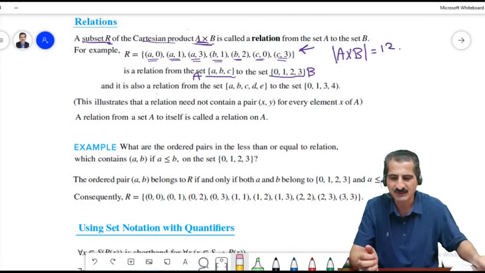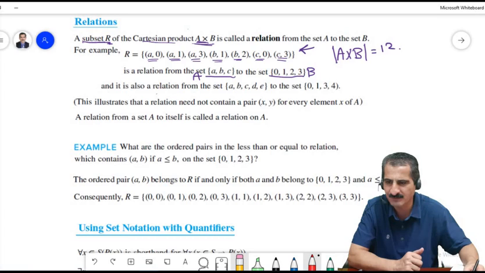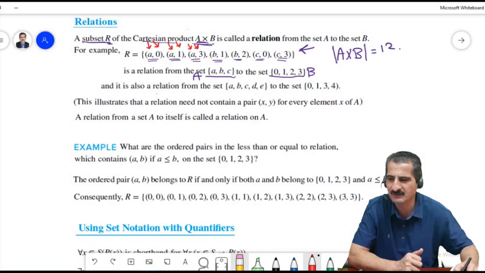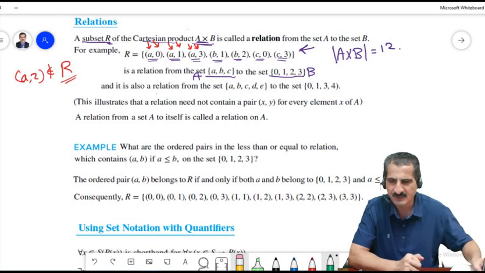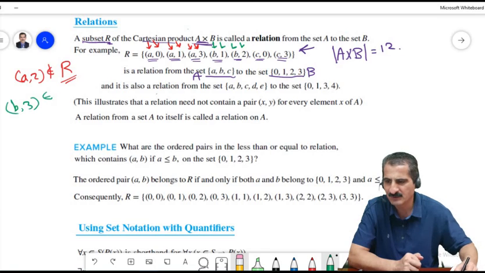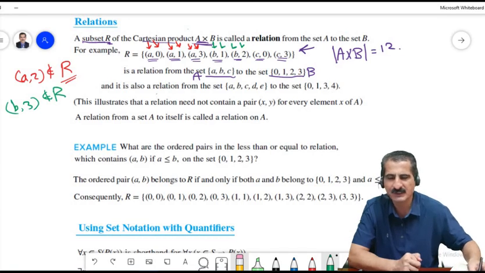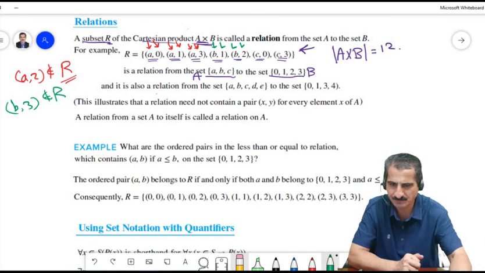Here we are saying the element a relates to 0, and a relates to 1 again, and a relates to 3. But a is not related to 2, because this ordered pair does not belong to R, the relation we are defining. And here we are saying b is related to 1, b is related to 2, and b is not related to 3 because this ordered pair has not been chosen. And same thing for c.